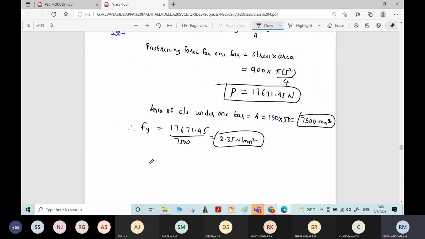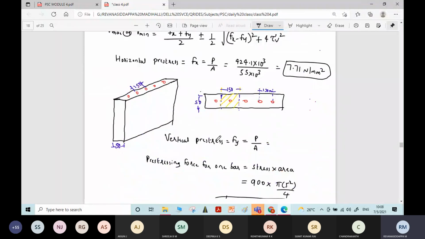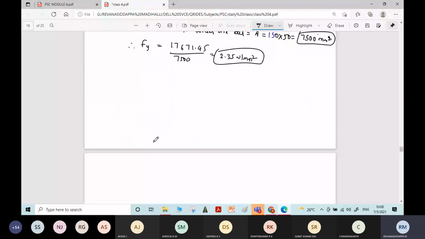Okay. Now Fx is known, Fi is known. Next we have to calculate tau v, the shear stress. Tau v is equal to Vu into Ay bar divided by Ib.